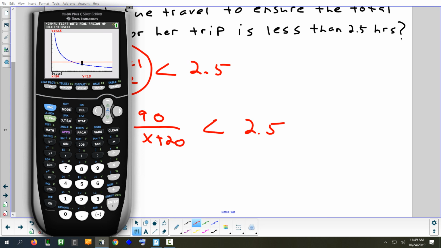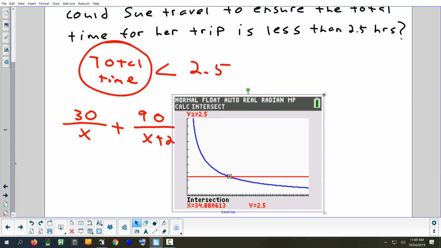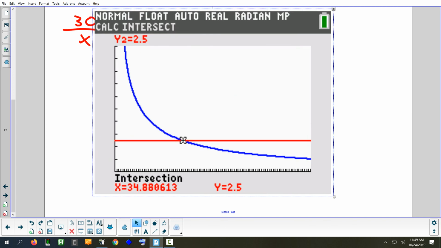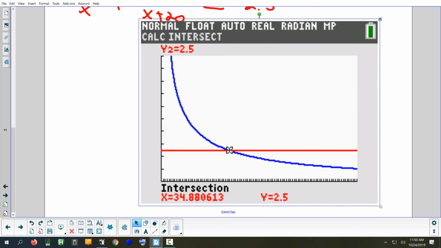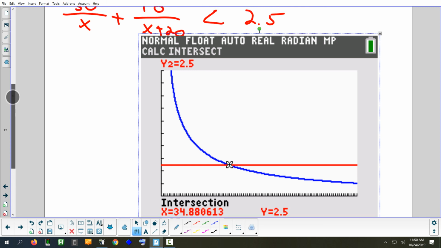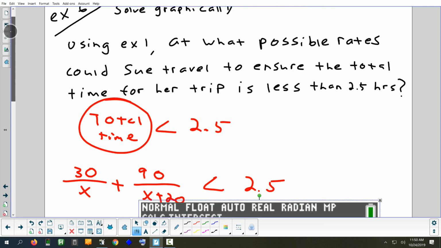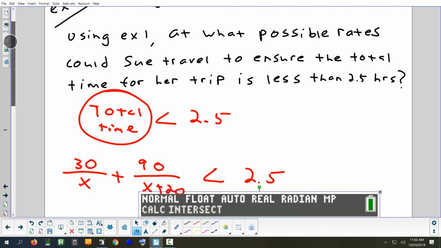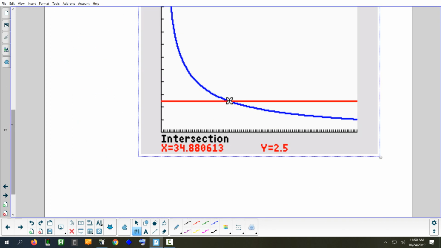Okay, so we've got the intersection. Now we've got to be careful how we write the answer. Let me make it a little bigger so people can see the number. Okay, so 34.9. Remember the original question. It can't be 34.9 because that would be greater than 2.5. You never figure out how fast you go. Oh, okay, never mind, because if you were going slower than that, okay.